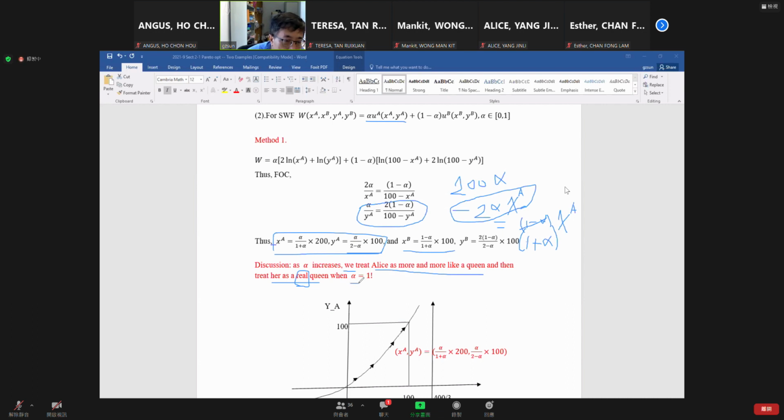nobody when alpha equals 1. Alpha equals 1 means this term equals 0. Basically, when we count the social welfare, we simply don't count Bob at all. Bob doesn't matter. So when we increase alpha, basically we give more and more importance, more and more weight to Alice. So we should give more and more goods to Alice. So this number is simply telling this story.